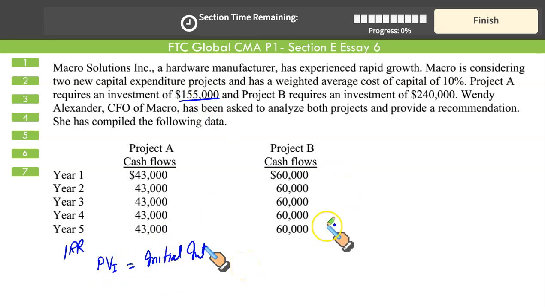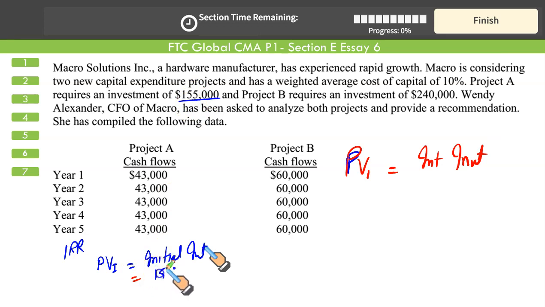We'll do the same thing for project B. Present value of inflows is equal to initial investment. This is the specific way to calculate IRR. Attention. This project requires an investment of $155,000, with annual cash flows of $43,000 coming for 5 years at a certain rate which we do not know. We need to calculate IRR.